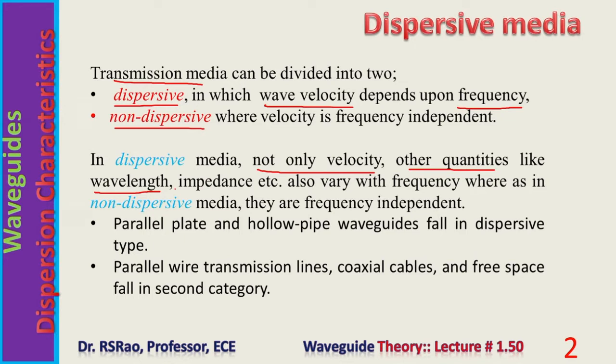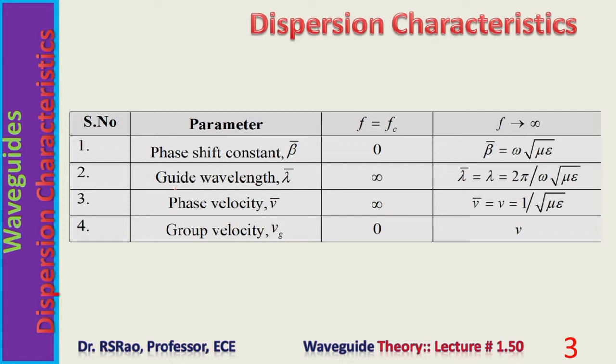Parallel plate guide and hollow pipe waveguides fall in the category of dispersive media, whereas parallel wire transmission lines, coaxial cables, and free space are all media that belong to the second category. Here, briefly, the dispersion characteristics of guides are shown.